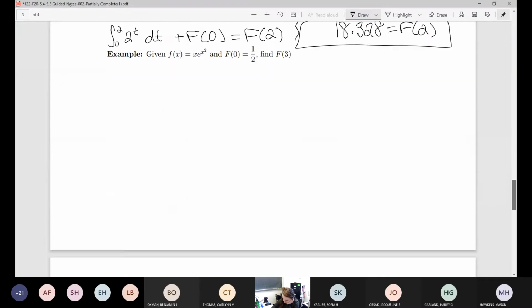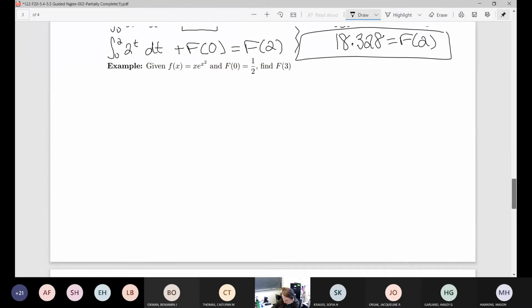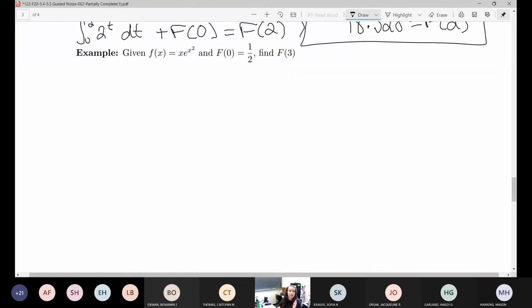So say we want to answer this one. Given f of x is x e to the x squared, and the antiderivative at 0 is 1/2. Find the antiderivative at 3. Now this one, in terms of a normal semester, you would be able to do the integral here by hand, but this semester we will not have time to cover how to do that. So this would be another one that's kind of forcing you to do it in a calculator.